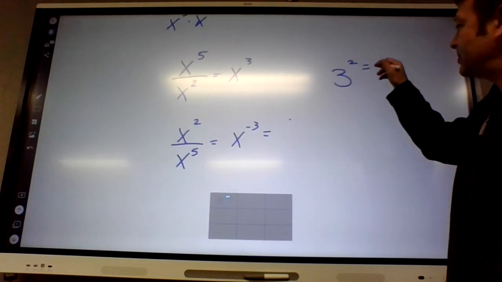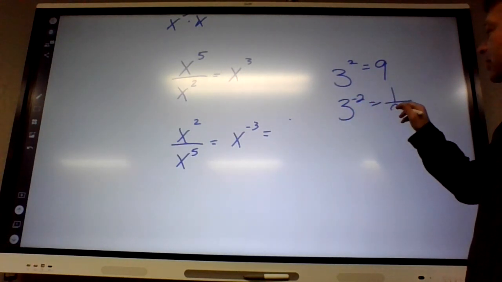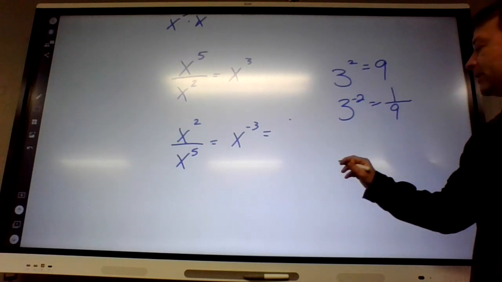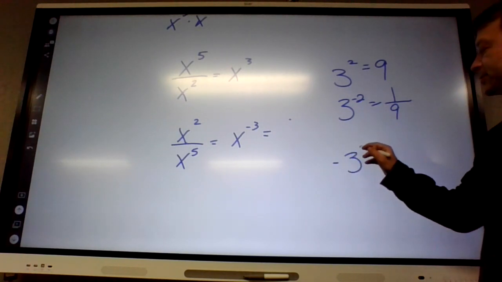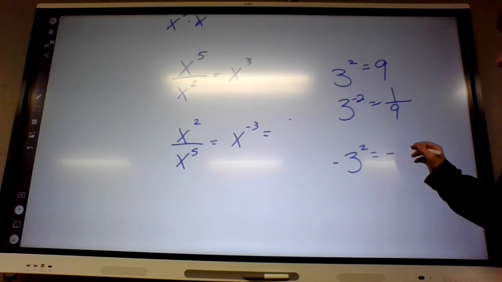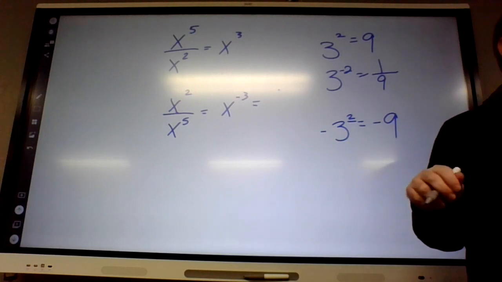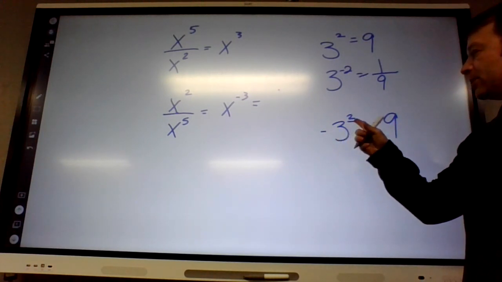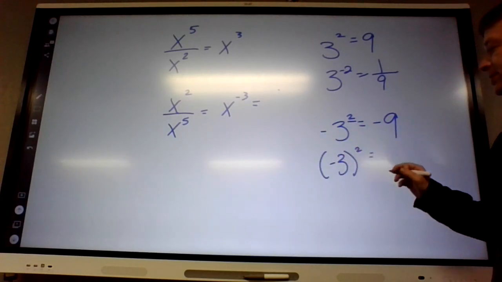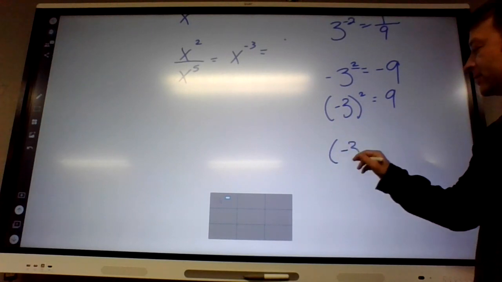So 3 squared is 9. 3 to the negative 2 is just 1 over 9. There's no negative. A negative on the exponent does not make the value negative. So if I have negative 3 squared, it's just 3 squared, and exponents have priority over multiply, subtract, all that stuff. So you square just the 3 and then add the negative. But if we put negative 3 in parentheses, then it'd be positive 9.